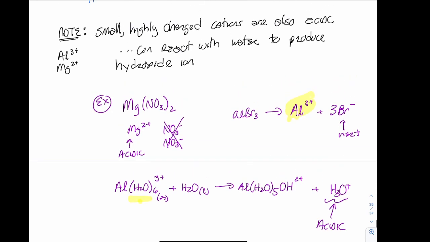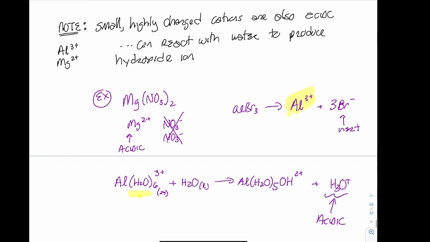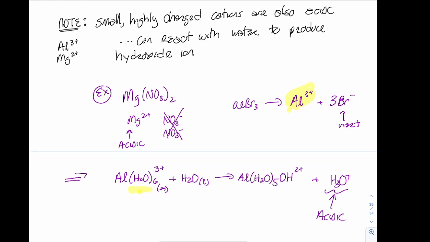So if you have something like aluminum, magnesium, there's a few others, and it's in an aqueous solution, it is acidic because of this reaction. And again, I won't ask you to write this reaction, but if I give it to you, be able to tell what's going on.